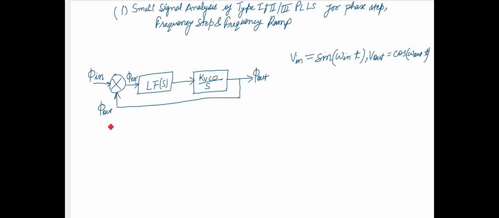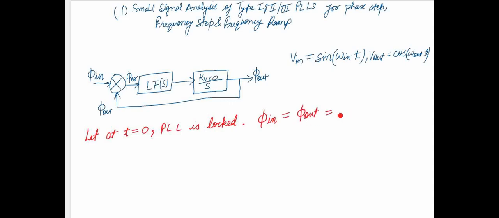Initially I'm considering that the PLL is locked at t equal to zero. What does it mean? It means that phi in minus phi out is equal to zero, or it is constant. So we can say d phi by dt equal to zero, and omega in equal to omega out. So these two are the cases.